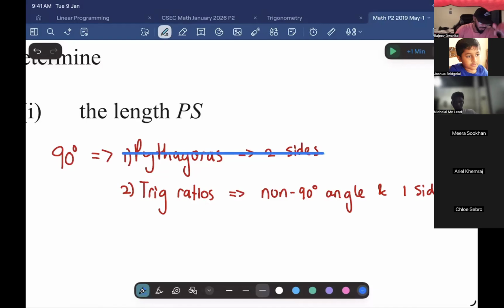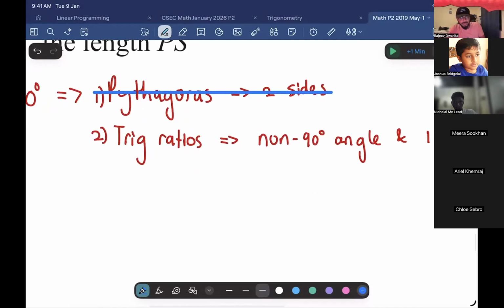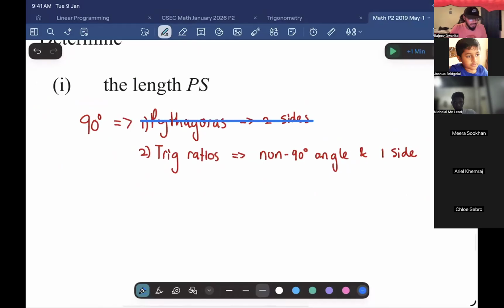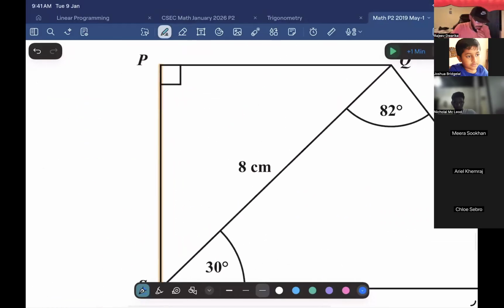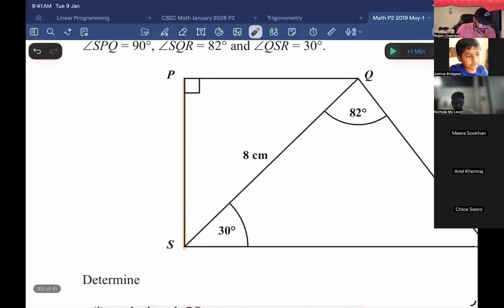Right? So the next one is trig ratios. But to use trig ratios, I need a non-90-degree angle. So I need to either figure out for this angle or this angle. That's how the thinking should be. One of these angles is very easy to find. Which angle do you think is easy to find? One or two?